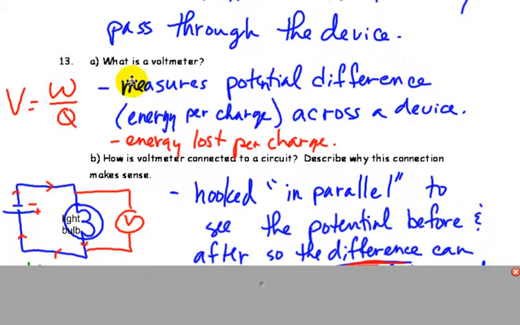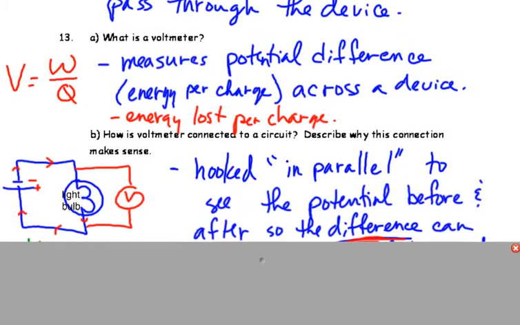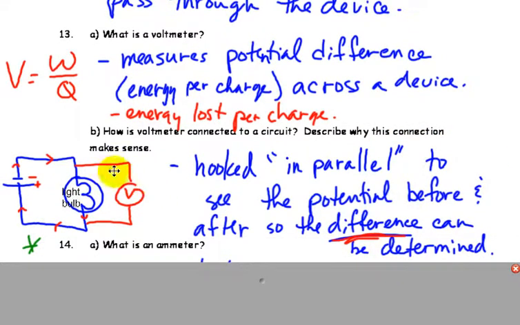So if we wanted to measure the voltage or the potential difference across the light bulb, we have to determine, okay, what was the energy before, what was the energy after. That'll give us an idea of how much energy the electrons gave off in lighting the light bulb. So we say that we hook this voltmeter up in parallel to, so you can see it's parallel to the light bulb, to measure the voltage before and after to see that difference in electric potential.